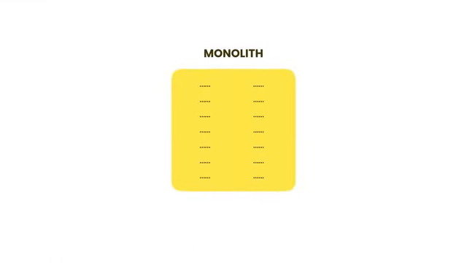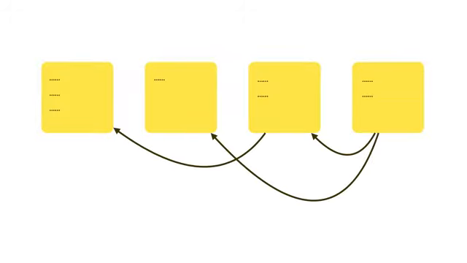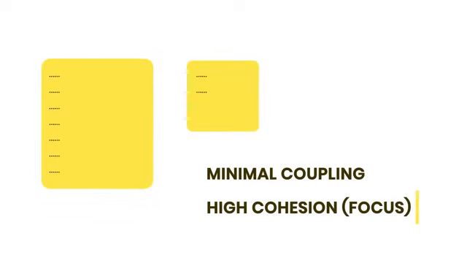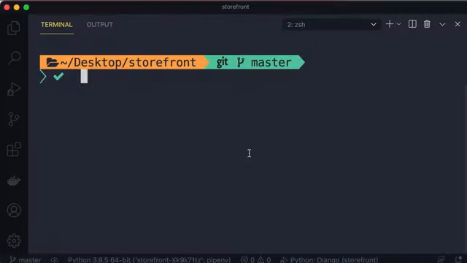So here's the takeaway. If our app boundary is so large, we'll end up with a monolith that gets bloated and becomes hard to reuse. On the other hand, if our app boundaries are so small and fine-grained, we'll end up with a lot of coupling between them. A good design is one with minimal coupling and high cohesion, meaning high focus. So each app is focused on a specific piece of functionality and includes everything needed to fulfill that piece of functionality. Okay? So back to VS Code, we're going to create two new apps.